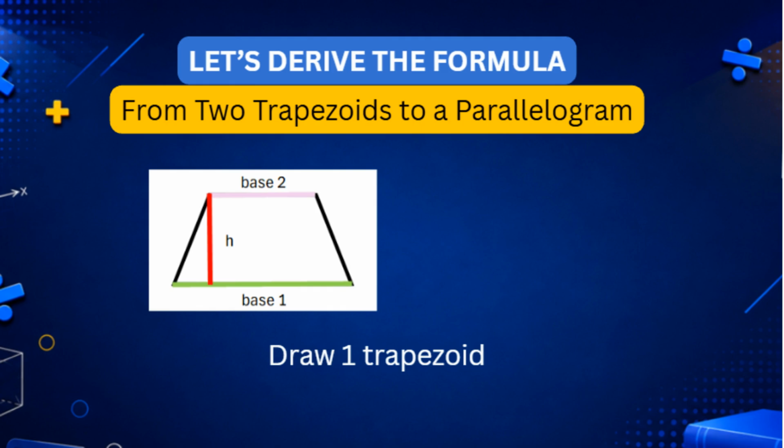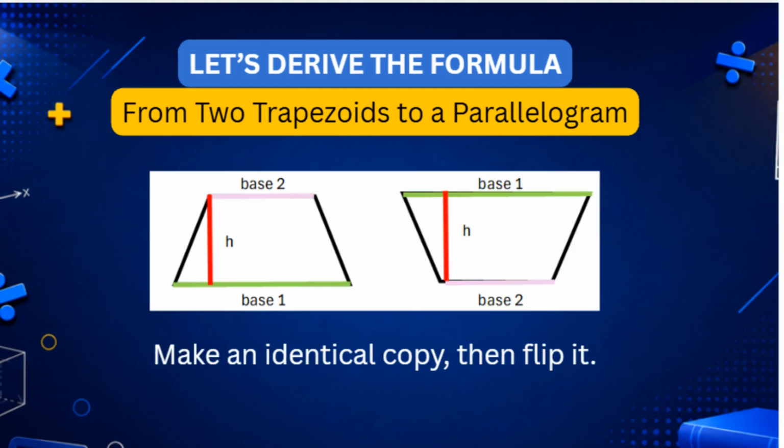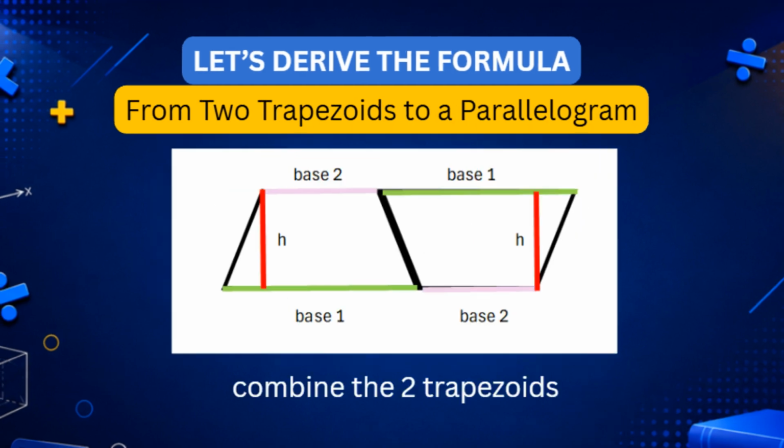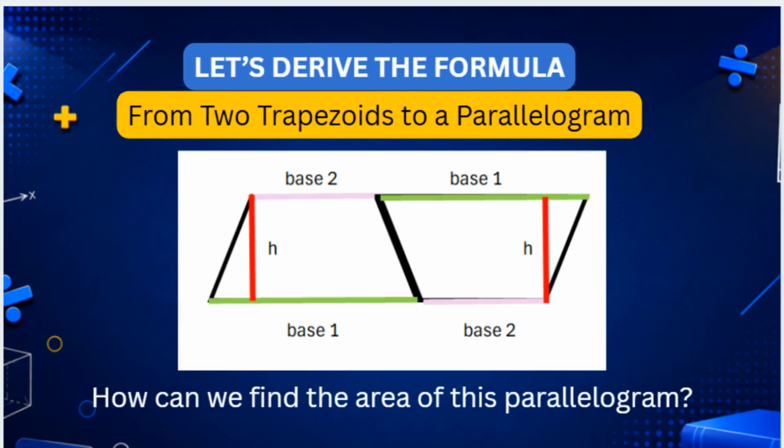Now, instead of simply memorizing the formula for the area of a trapezoid, let us understand where it comes from. Imagine that we have two identical trapezoids. If we place them together, they form a parallelogram. The base of the new parallelogram is made by combining the two bases of the trapezoid. So the base of the parallelogram is base₁ plus base₂. The height remains the same.